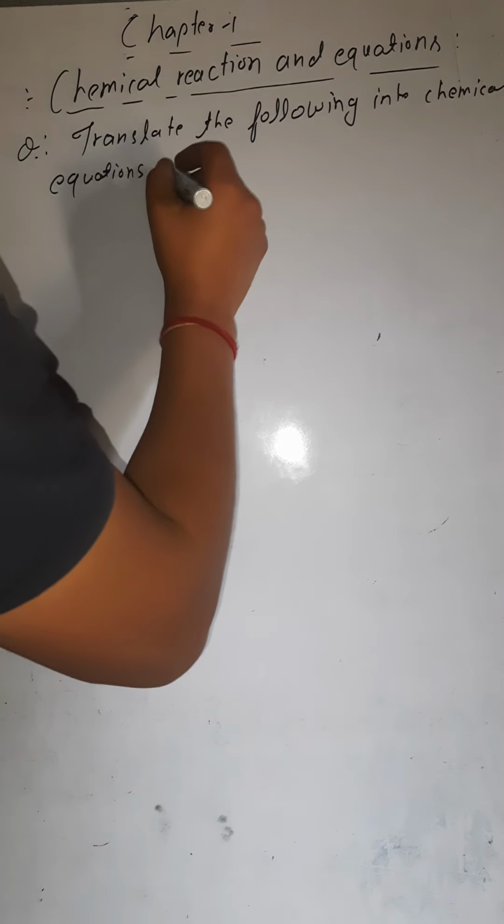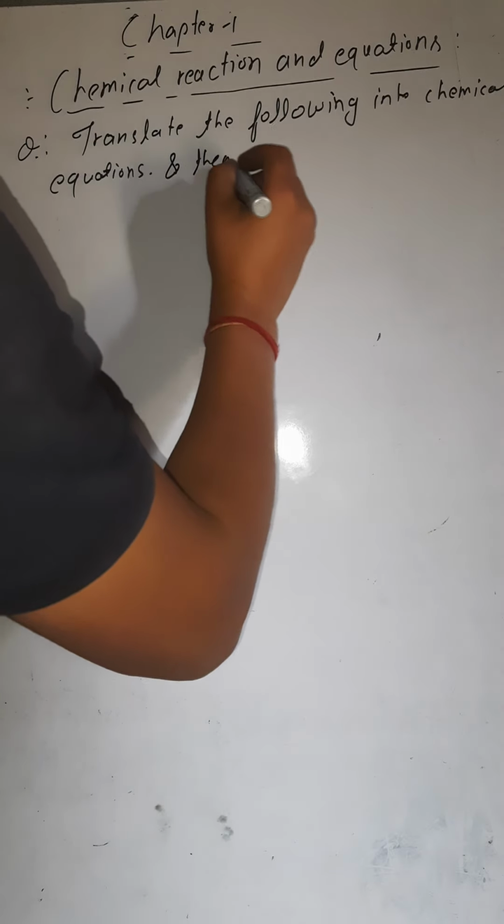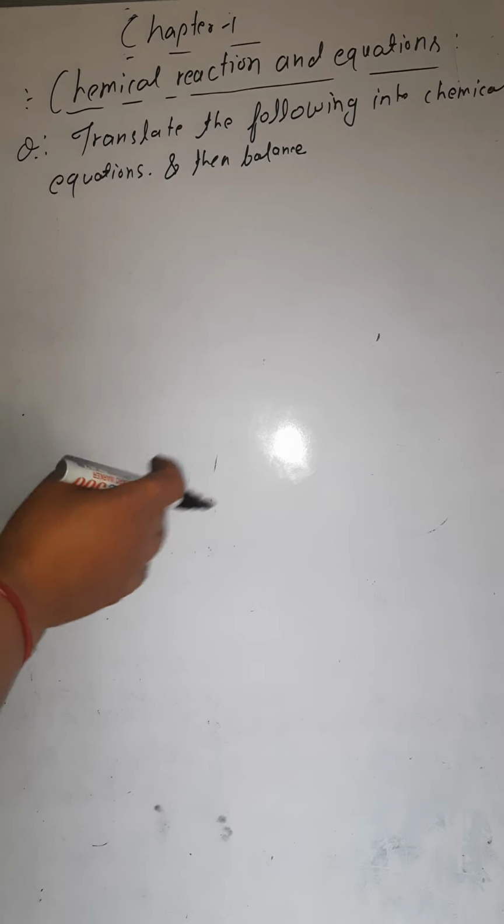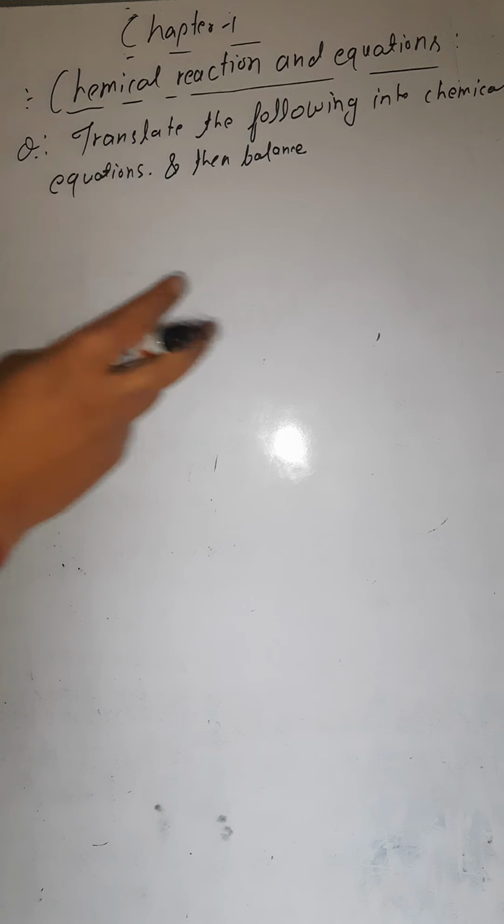Translate the following into chemical equations and then balance the equations. So first some statements will be given to you, then you will have to translate each statement, write it in the form of a chemical equation, and later you will have to balance it. So let me give a statement here first.